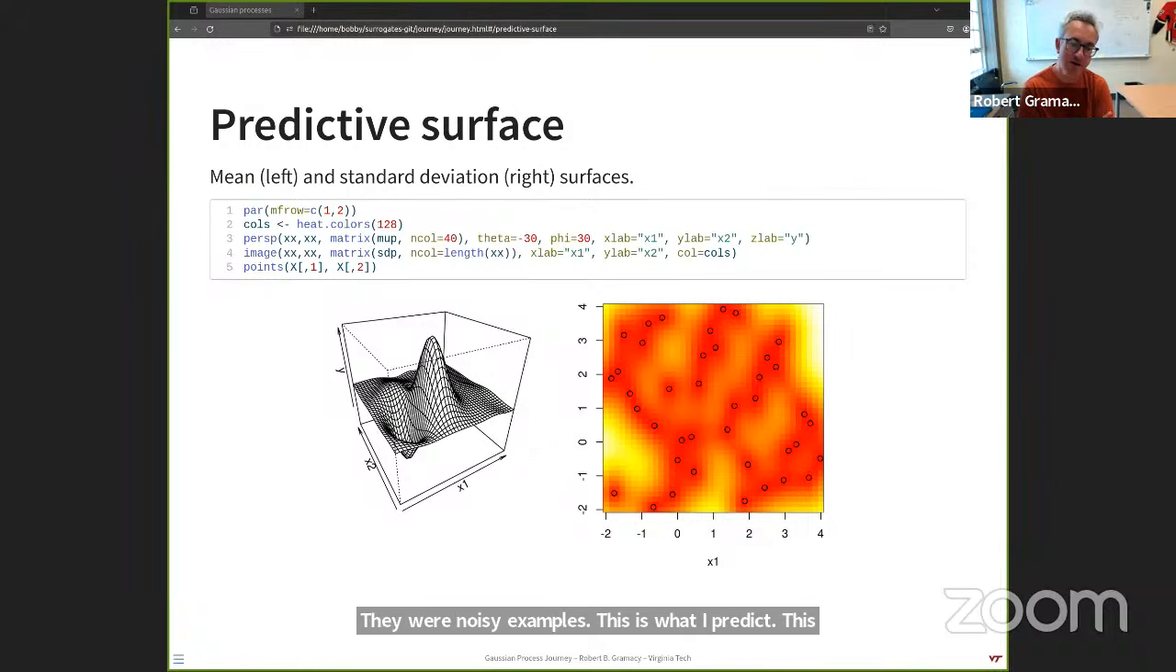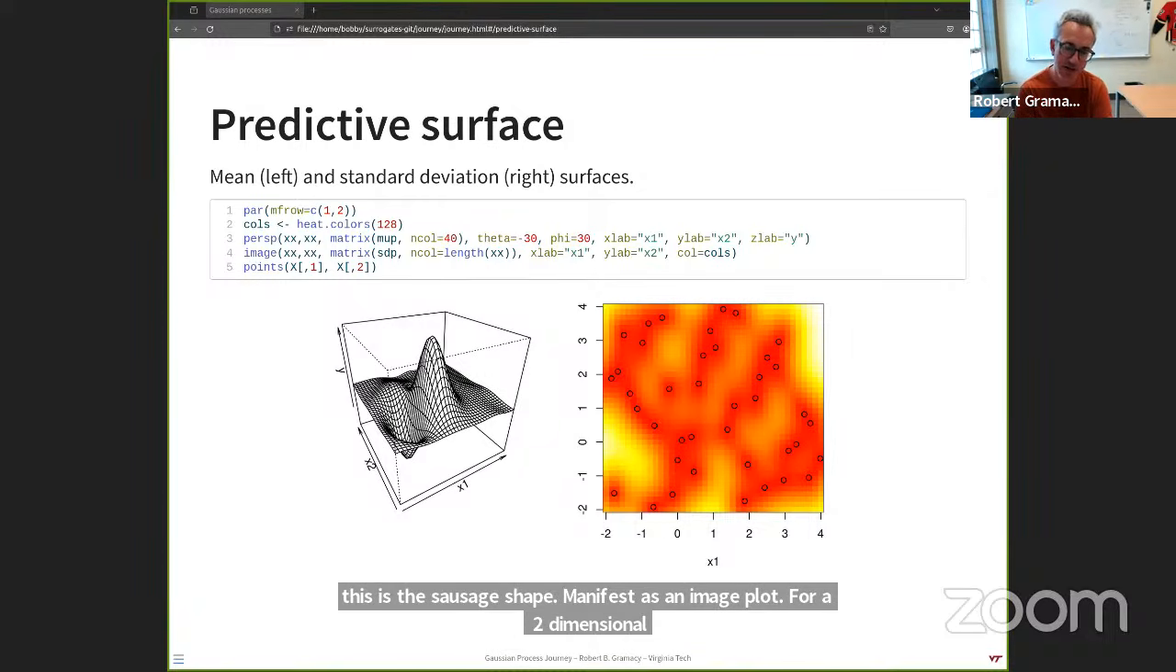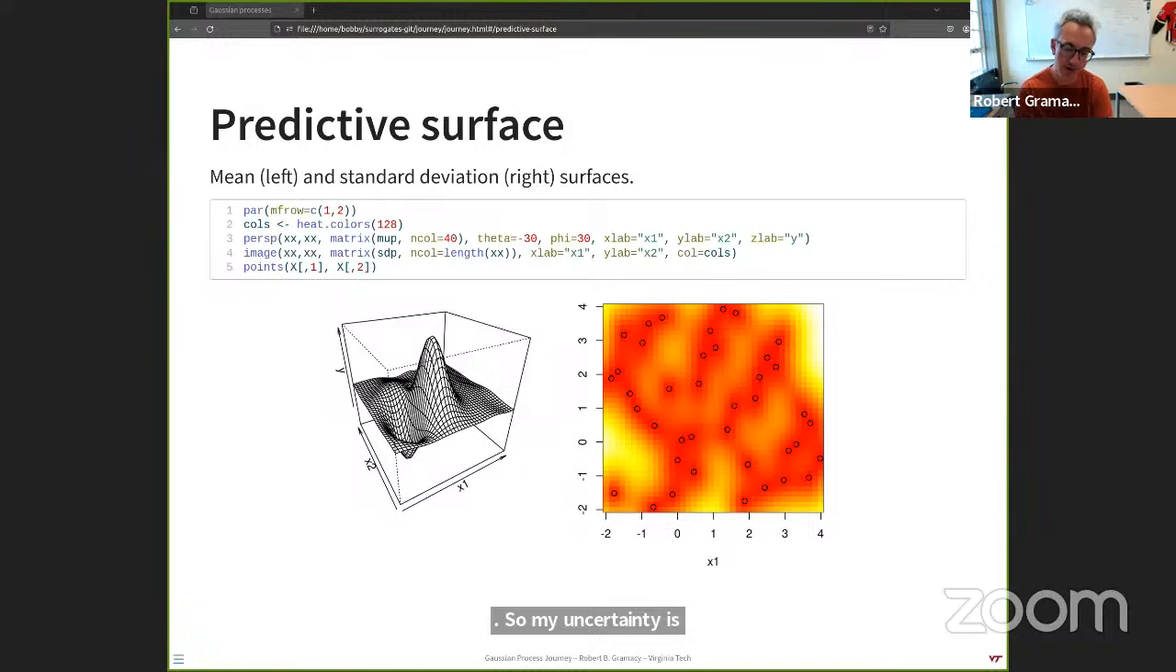This is my predictive mean function on the left, shown as a perspective. And on the right, I have a heat plot where red is cold or small and yellow is hot or high. And you can see that my predictive standard deviation is low where my training data is. So the training data are the open circles there. So this is the sausage shape manifest as an image plot for a 2-dimensional input space. So my uncertainty is lower where my training data is, and it's higher away from where my training data is.